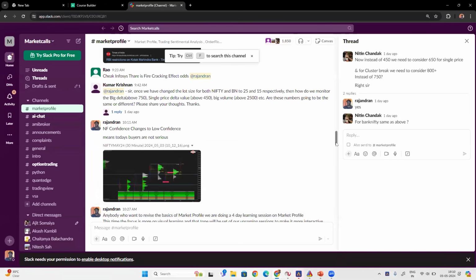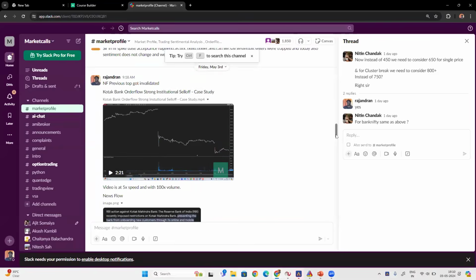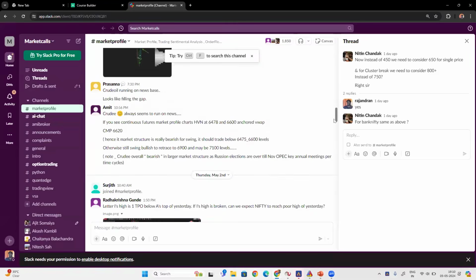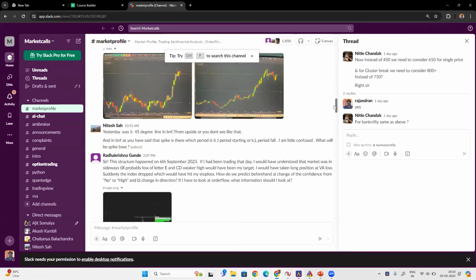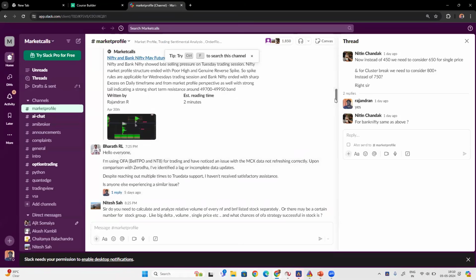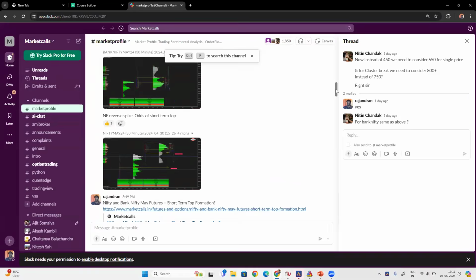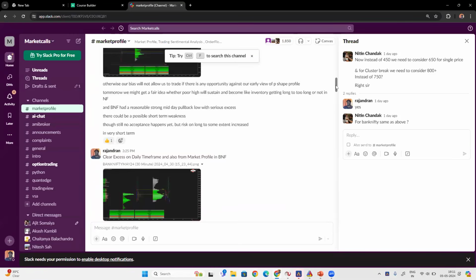So at the end of the day, we are very clear that yes, the market is making some sort of a top pattern. So probably I'll go to the 30th. This is May 1st. If you look at May 30th over here, there is a clear excess on the daily time frame and also from market profile in Bank Nifty, right? So there is a clear excess on the daily time frame in Bank Nifty.